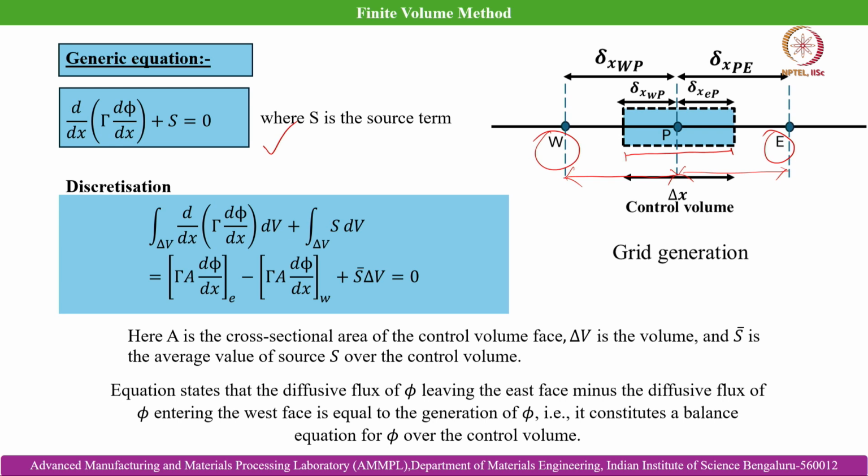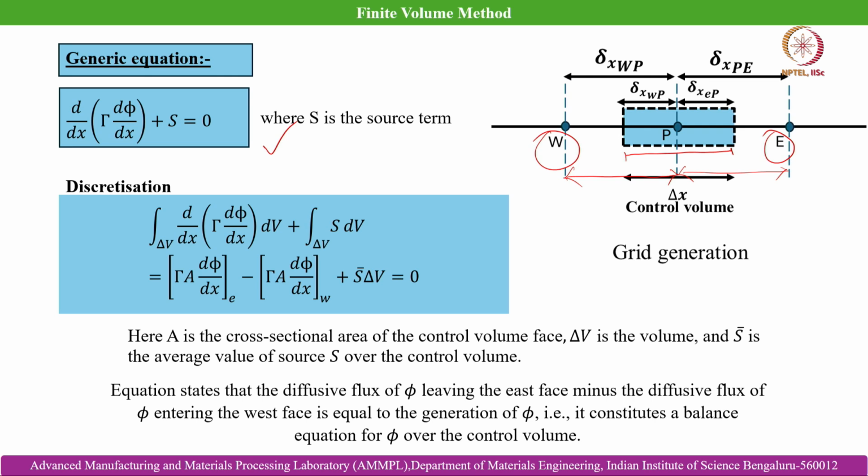Which can be approximated as tau A d phi dx at e minus tau A d phi dx at w. That means it is basically the flux which is going out from the east face of the control volume, and the flux which is getting in from the west face of the control volume. If you deduct the flux going out minus the flux going in, then you get the net flux. You can also estimate the generation of the flux within the control volume.